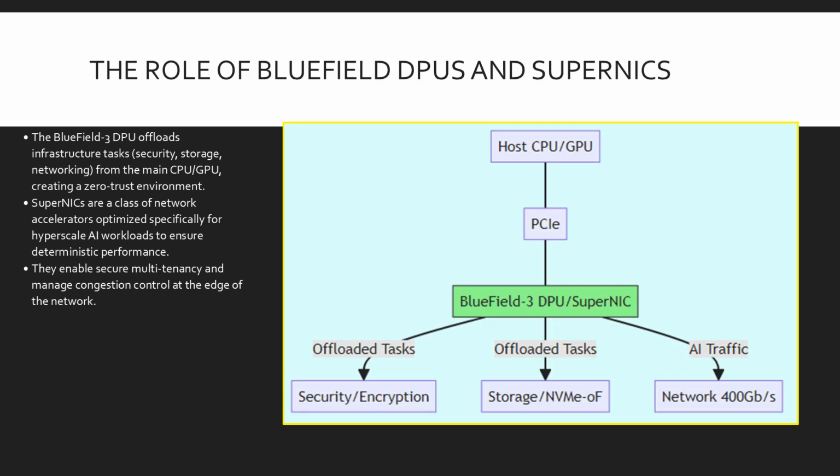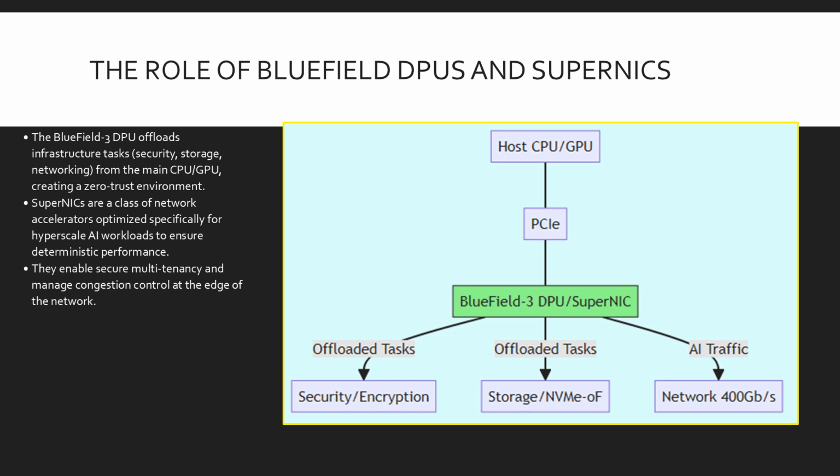A critical component in the AI factory is the endpoint. We use NVIDIA Bluefield-3 DPUs and Super NICs here. The DPU acts as a computer in front of a computer, handling security and storage tasks, so the GPU can focus entirely on AI. The Super NIC is a specialized version designed specifically for AI clouds, capable of 400 gigabit speeds. It works with the switch to enforce congestion control, ensuring that one heavy user doesn't slow down everyone else, a problem known as the noisy neighbor.